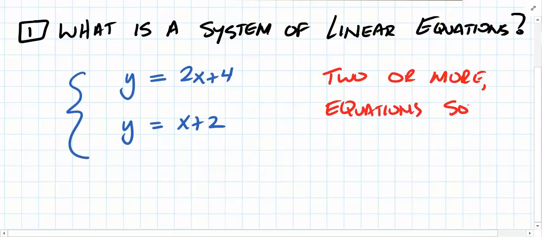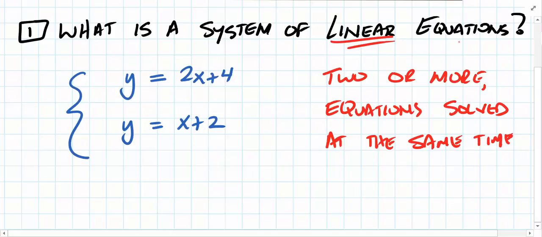solved at the same time. That's all it is. Solved at the same time. And since we're talking about linear equations, you can assume that the equations I'm talking about are linear. Okay, so two or more equations solved together at the same time.